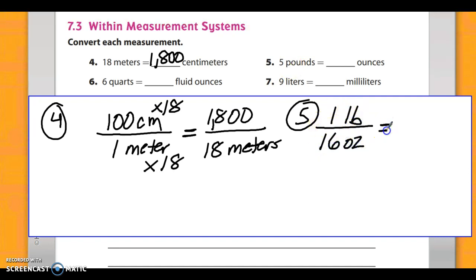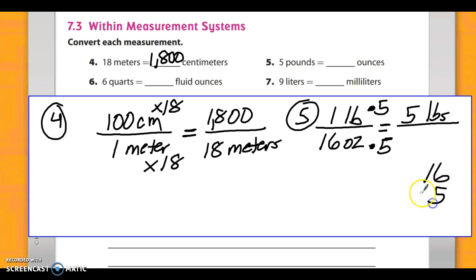I need to figure out 5 pounds. Well, to get from 1 pound to 5 pounds, I multiply by 5. So to get to my unknown number of ounces, I'm going to multiply by 5. You could use a multiplication chart to multiply by 5, or you can just go like this. 5 times 6 is 30. 5 times 3 is 15, plus 3 is 18. It's 80. That's the answer. 5 pounds is 80 ounces.